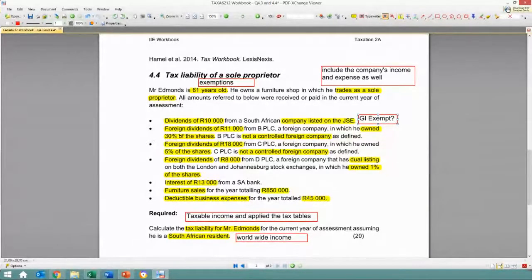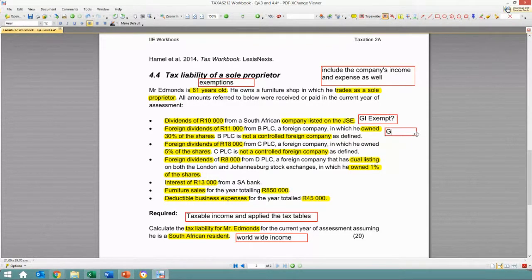Let's look at the next one. We've got foreign dividends of 11,000. Okay. Now we know foreign dividends, some of them are completely exempt and some of them are only partially exempt. So we know it goes into gross income. Now we have to go read this foreign company, which he owned 30% of the shares, and it is not a controlled foreign company. So we said if it's a controlled foreign company, it's completely exempt. If we own 10% or more of the shares, it would be exempt.